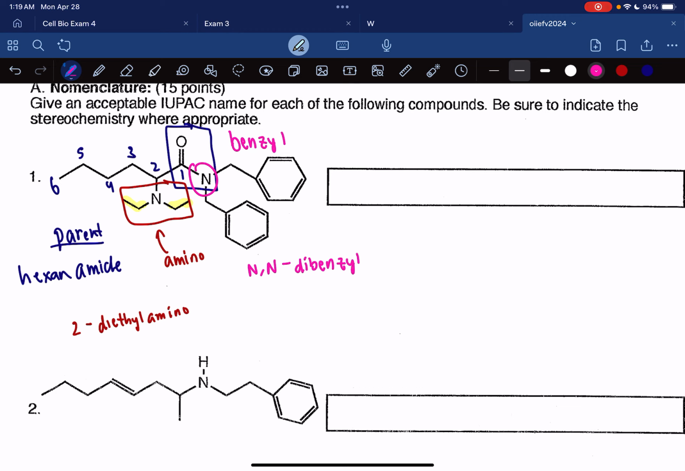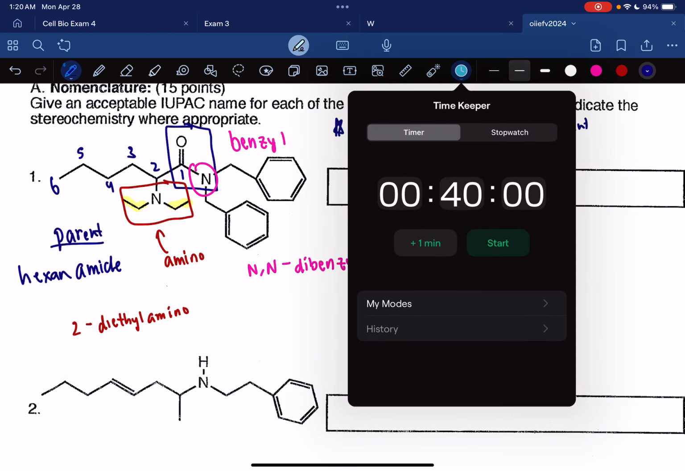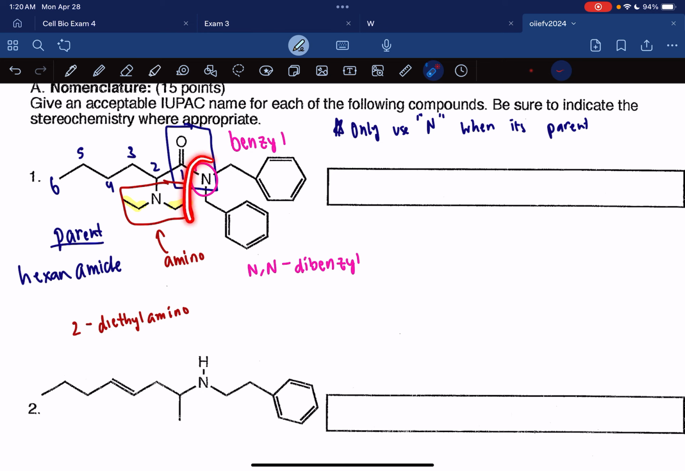So you're probably wondering, why didn't we do N,N for this amino group? The answer to that is, and make note of this, only use N when it's the parent. So we'll see in the next example what that means. But you see here, this amide is the parent, so we'll do dibenzyl here, as opposed to this, which is not the parent, so we're just going to say 2-amino.